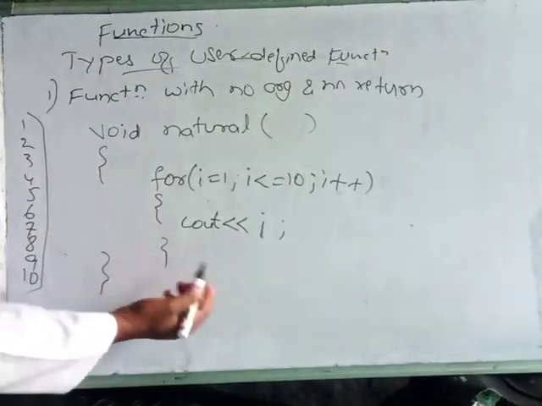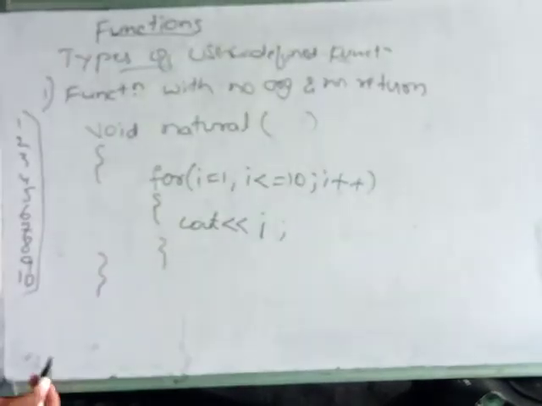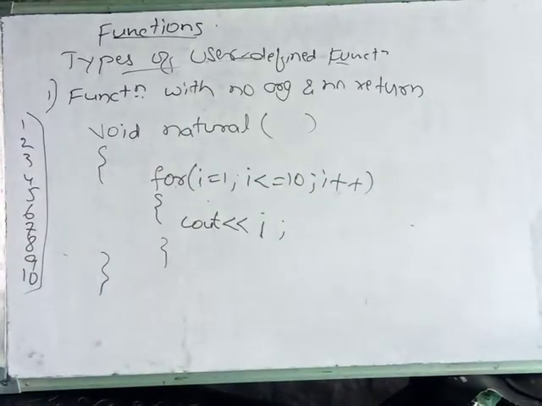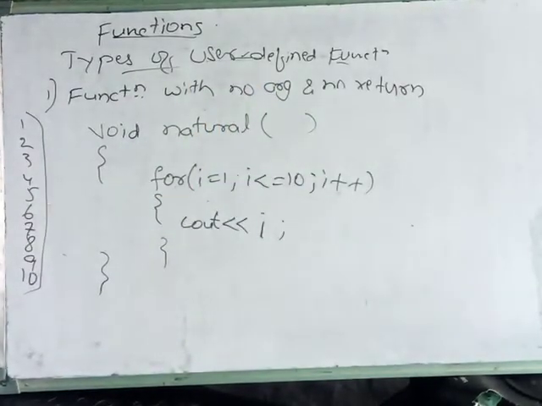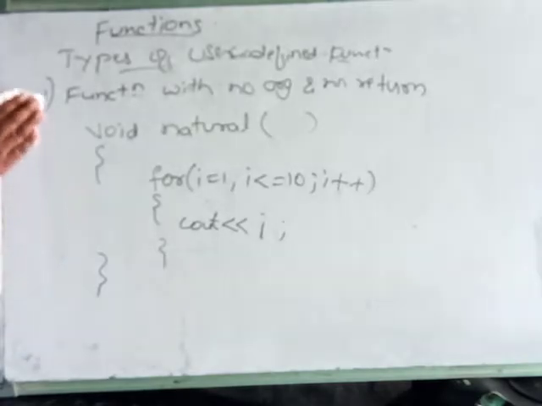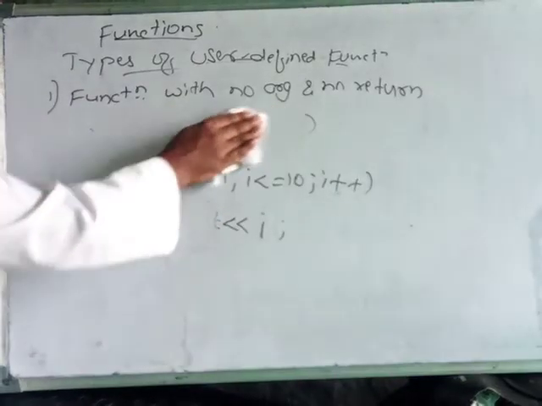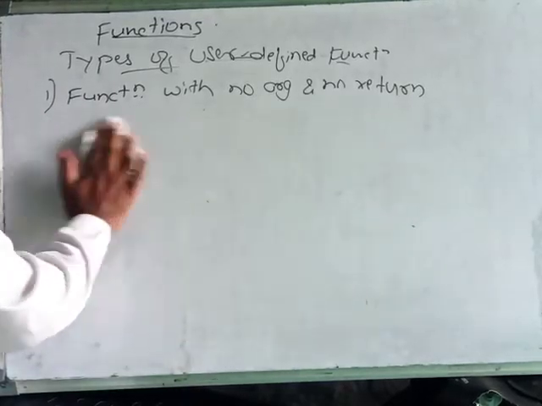Then there are no more instructions here, and there is no return value either. It will come out of the function also, then go back to the calling function. Here there is no return value, no parameters, no arguments we are passing. This is one example for a function with no arguments and no return type. There is no return type and no parameters. Clear? Now we will see another type, function with arguments but no return value. For that we will see.